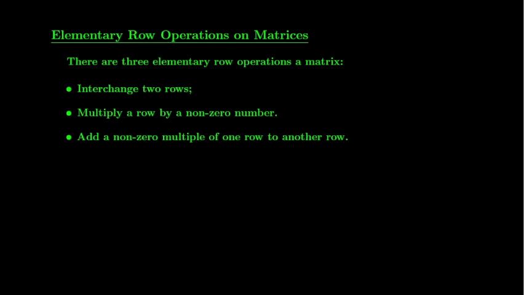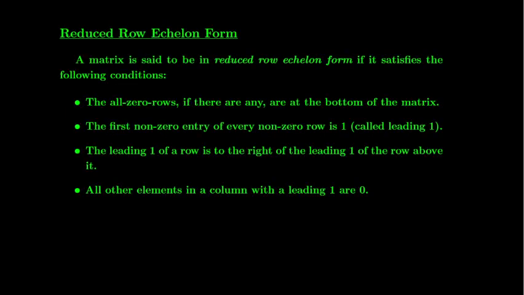So last time we mentioned what we mean by elementary row operations. There are three possible row operations we can perform. The first one is to interchange two rows. The second one is to multiply a row by a non-zero number. The third one is to add a non-zero multiple of one row to another row.